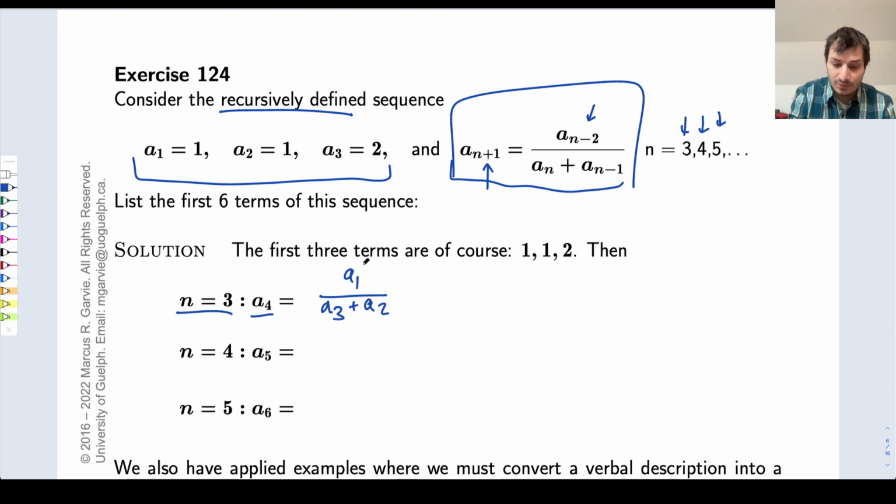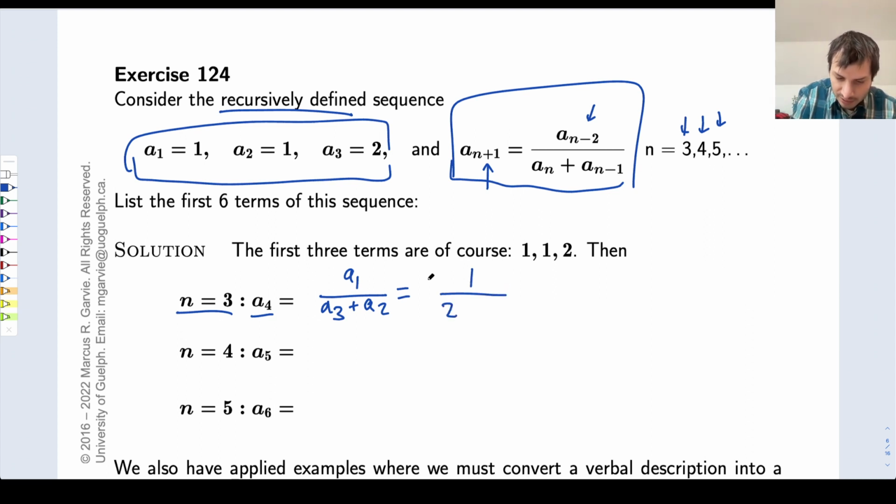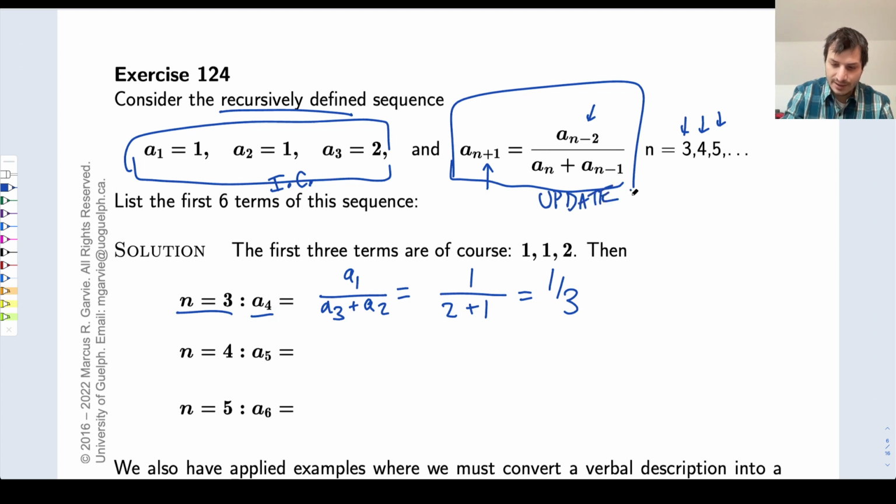And when you have that, we know a1, a2, a3. We were told a1, a2, a3 over here, so we plug those in. a1 is 1, a3 is 2, and a2 is 1. So 1 over 2 plus 1, which is 1/3. So a4 must be 1/3. So by using the initial condition, sometimes called the IC, and the update rule, you can get the next value in the sequence.